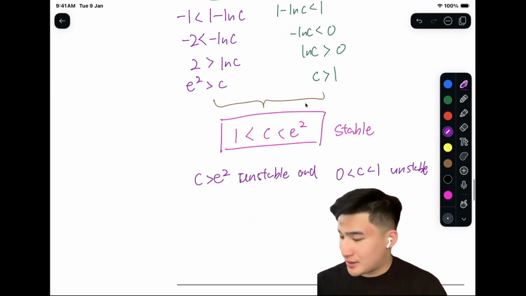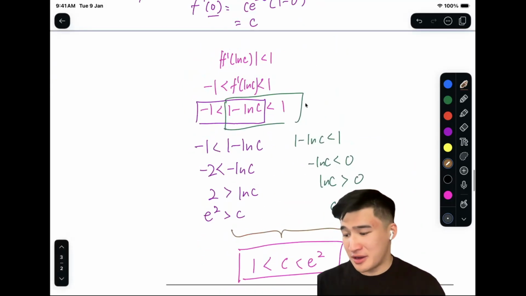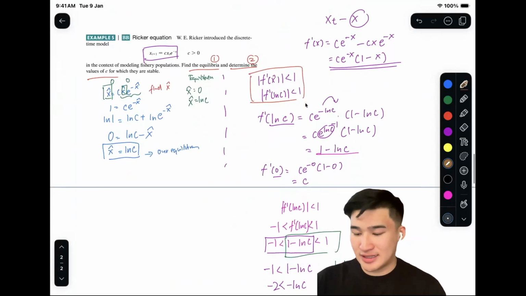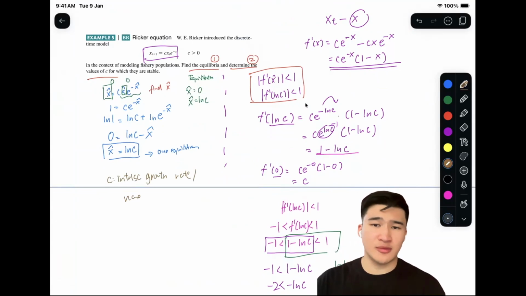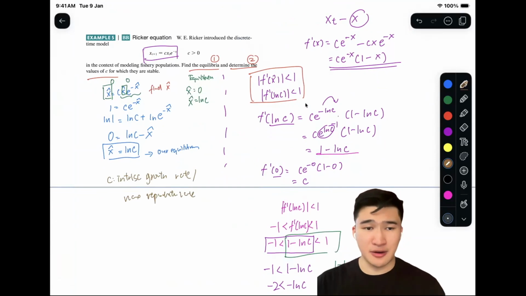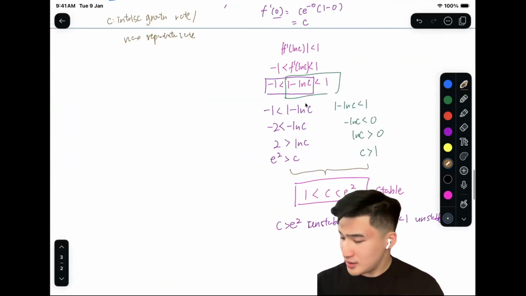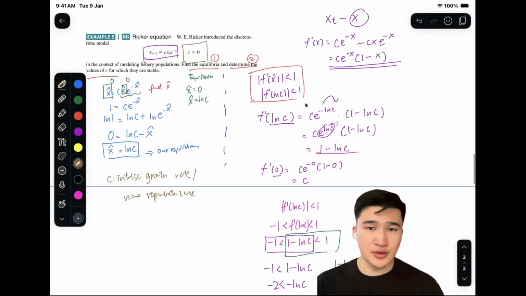The reason why I add 0 here is because it goes back to what c is, which is why I asked you before starting this question what c is. C is what we call the intrinsic growth rate, or the maximum reproduction rate, which is like the small r that we talked about in our last equation. So it can't be 0. It was given here, c greater than 0. So this is the boundary when c is unstable, and this is what we're looking for, the boundary when c is stable. I hope this all makes sense to you so far.